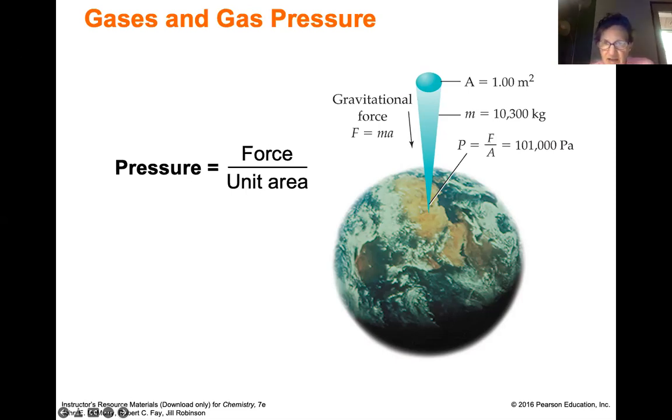So if we have a mass of 10,300 kilograms and we're talking about a unit area of a meter squared, we multiply the numerator by the acceleration due to gravity, and you'd end up with a pressure of 101,000 pascals. So if you're dealing with SI units, you're going to end up with pascals as your pressure unit.